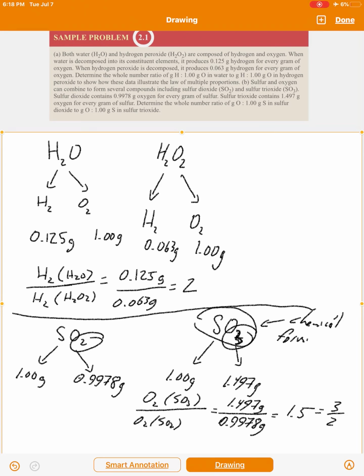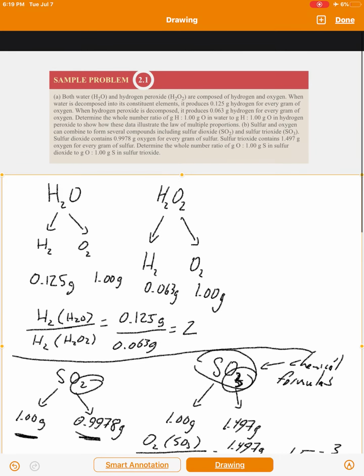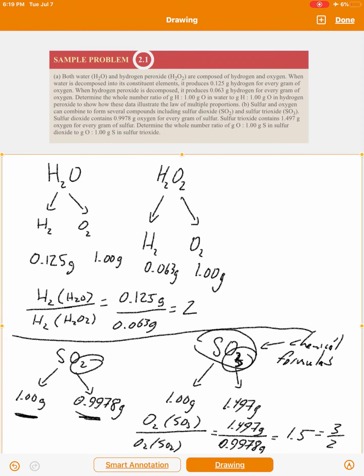And the way we determine chemical formulas is by doing these sorts of mass measurements. You decompose the compound into its constituent elements. You measure the masses of those elements. You normalize it so that one of them is a gram and the other one is relative to 1 gram. And then you can do these calculations. So that's the law of multiple proportions.